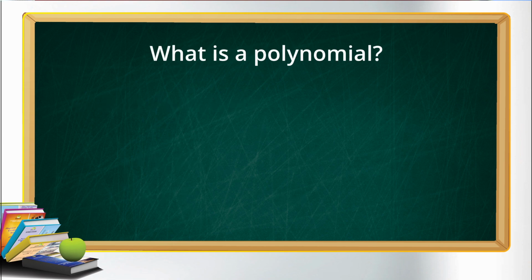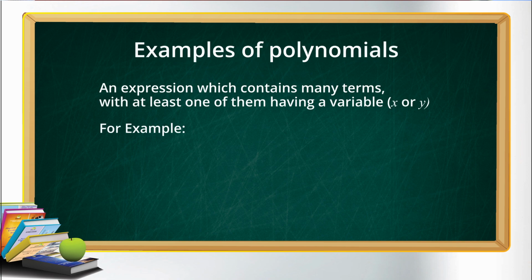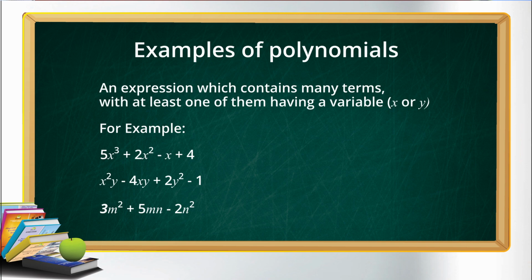Okay, so what is a polynomial? Listen up. A polynomial is an expression which contains many terms, with at least one of them having a variable, such as x or y. Here are examples of polynomials: 5x cubed plus 2x squared minus x plus 4, x squared y minus 4xy plus 2y squared minus 1, 3m squared plus 5mn minus 2n squared.